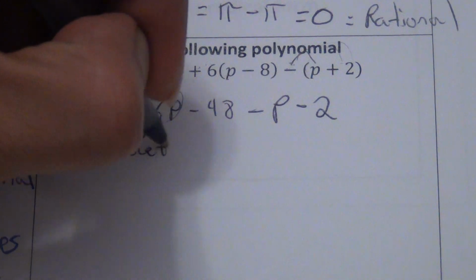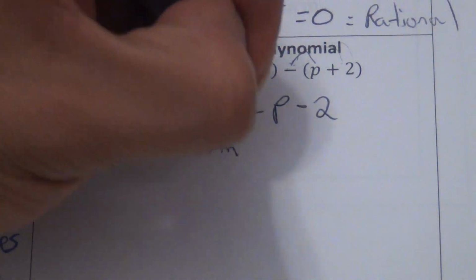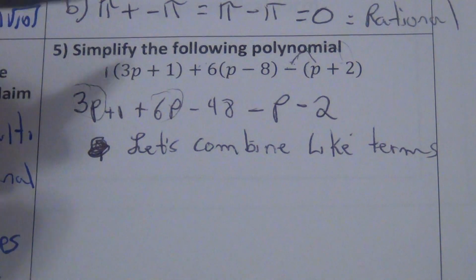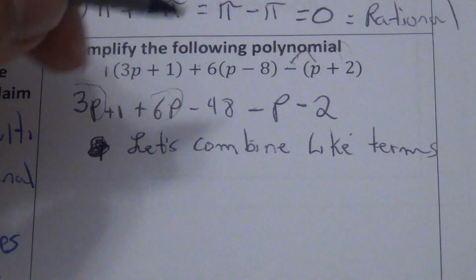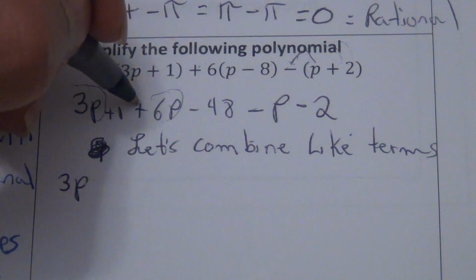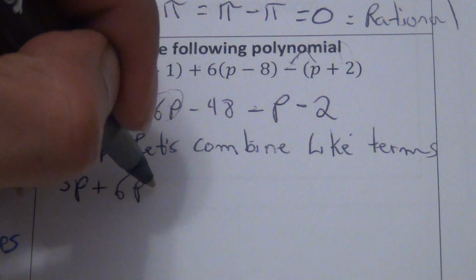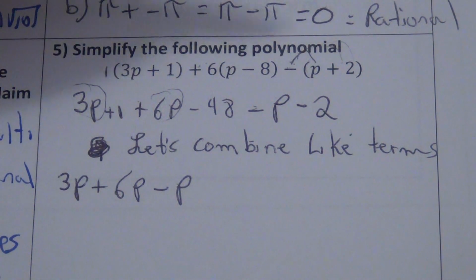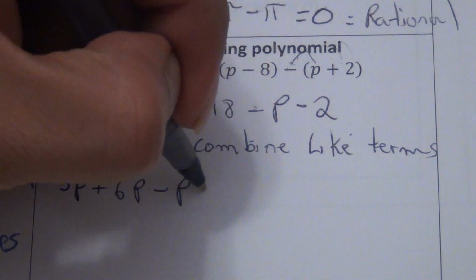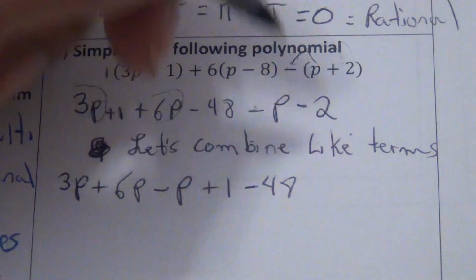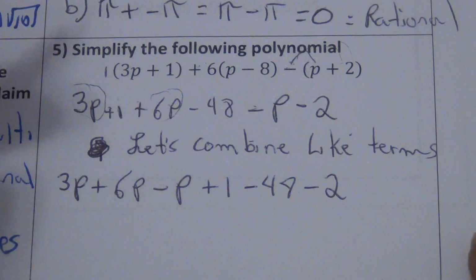Let's combine like terms. So we're going to use the commutative property to switch the like terms and put them together. So 3p plus 6p minus p plus 1 minus 48 minus 2. So now we combine like terms.